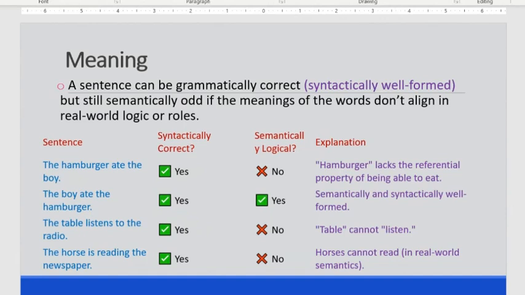The horse is reading newspaper. Syntactically correct, but semantically incorrect. Okay, yes. In terms of semantic, the sentence is not correct because the horse cannot read the newspapers.